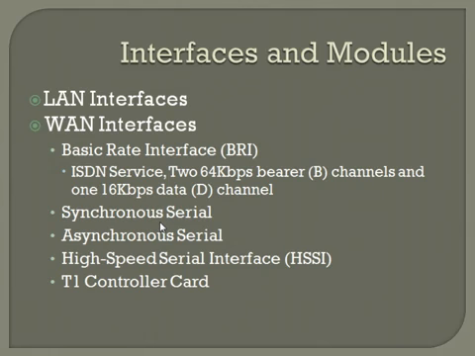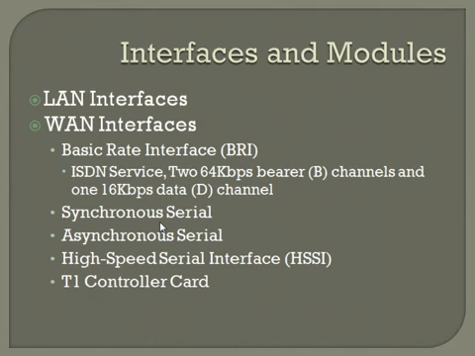Some of the ones they mentioned in the book: a basic rate interface, a BRI, for ISDN service. It actually consists of 3 logical channels on that one interface. You've got two 64 kilobit bearer channels that actually handle the data, and then one 64 kilobit data channel that handles the signaling, so that those two bearer channels can traverse data.